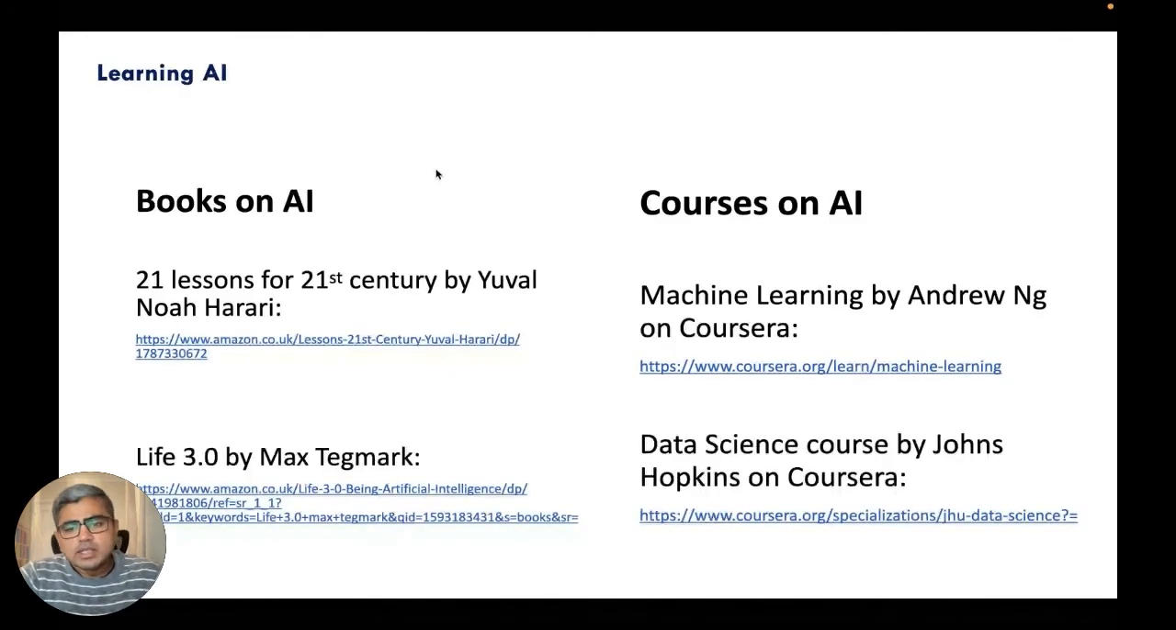So lastly, what are the learning resources I can share with you? These two books, in my mind, are the seminal books on AI. I cannot recommend them enough. 21 Lessons for the 21st Century by Yuval Noah Harari gives you a deep insight into AI and what it means for the 21st century. I'd also recommend Homo Deus if you have the time to read it. And Life 3.0 by Max Tegmark paints a very vivid and scary story of how an AGI could come to be.